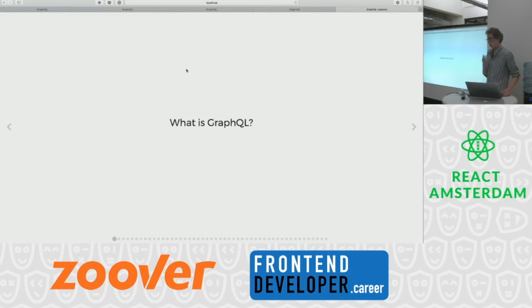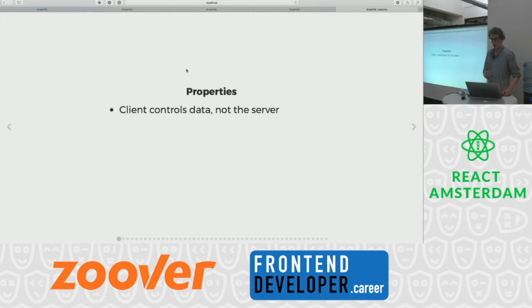So first, what is GraphQL? Well, in a single sentence, it's a query language for your API, and it has some nice properties. The client is controlling the data that's retrieved from the API, and not the server. And this creates a lot of flexibility because you don't have the problem of overfetching data. Another key advantage is that you can get multiple resources in a single request, in contrast to something like a REST API.